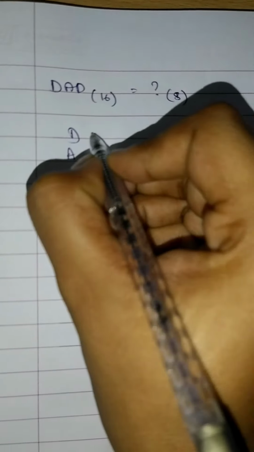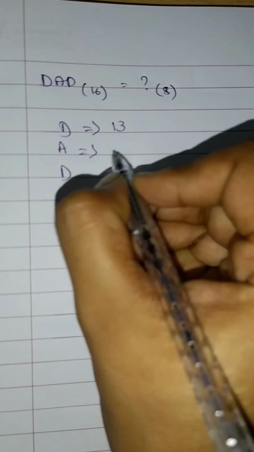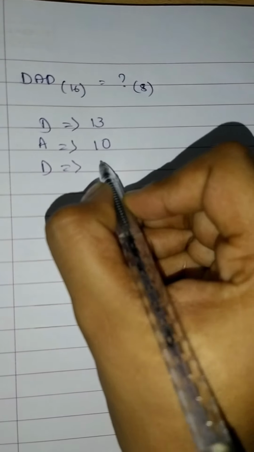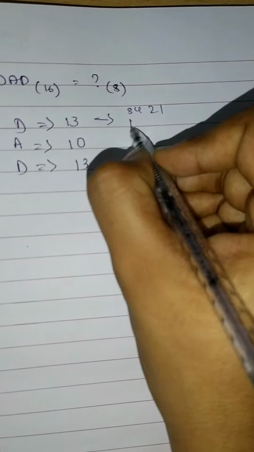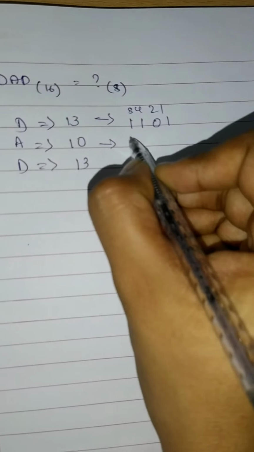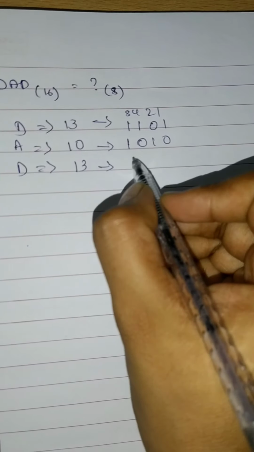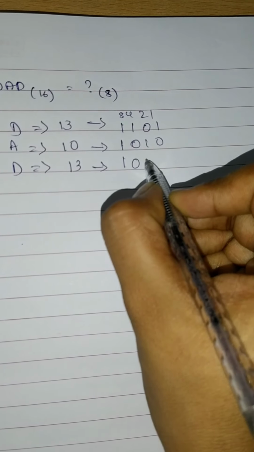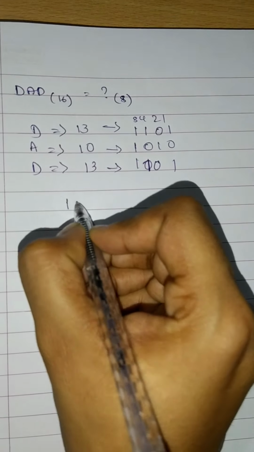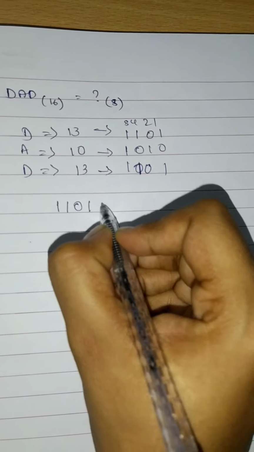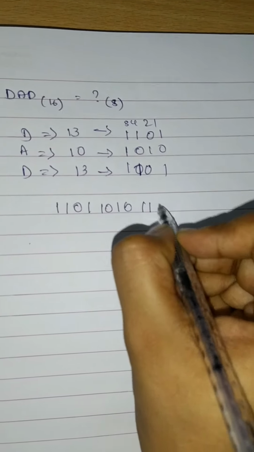What was the first step? First we need to convert the given hexadecimal number into its equivalent binary value. So we take DAD. The equivalent of D is 13, for A it is 10, and the other D is 13. In 8421 format, we get 1101 for D, then 1010 for A, and again 1101 for 13. We write all the values: 1101, 1010, then 1101.